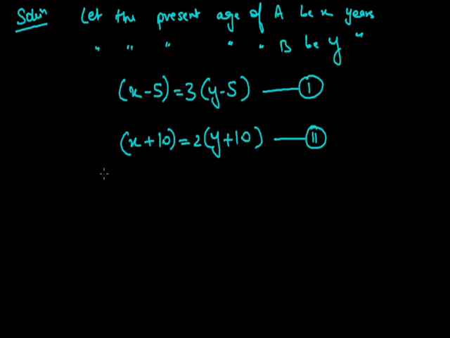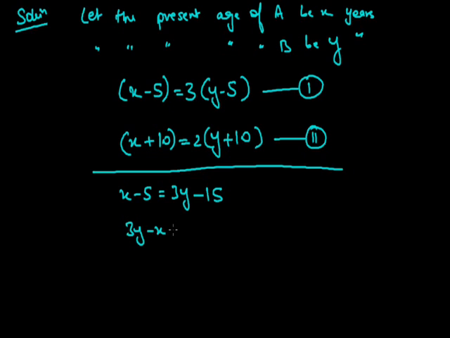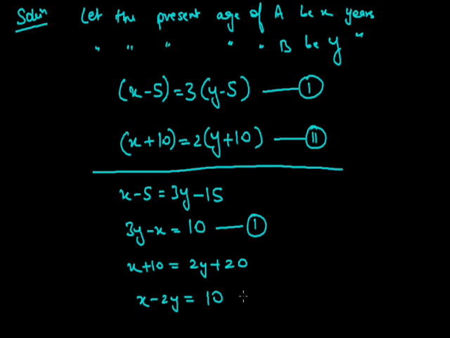So if we solve the first equation, what we'll get is x minus 5 is equal to, we'll open this bracket, 3y minus 15. And now if we simplify it, we'll get 3y minus x is equal to 10. So this now will become our first equation, and if we solve the second equation, we'll get x plus 10 is equal to 2y plus 20. So accordingly we'll get x minus 2y is equal to 10. So now this will become our second equation.